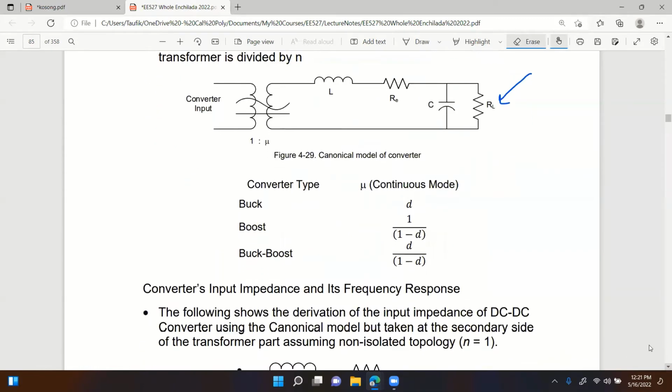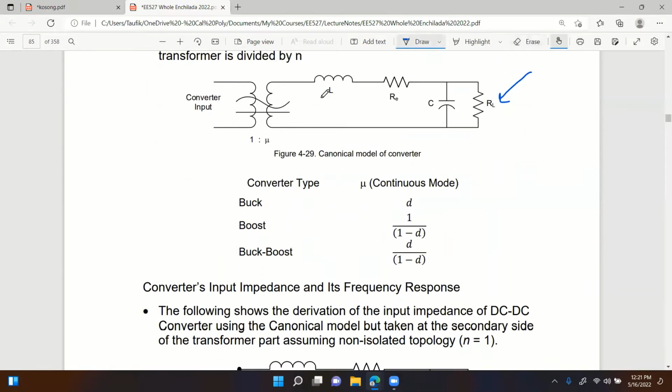Again, if you look at the turns ratio here, it's 1 to mu, where mu is, if it's continuous conduction mode, for a buck converter, D, the duty cycle. If it's a boost, 1 over 1 minus D. If it's a buck boost, it's D over 1 minus D, right? As you learned from EE410, that's the continuous conduction mode transfer function, right?